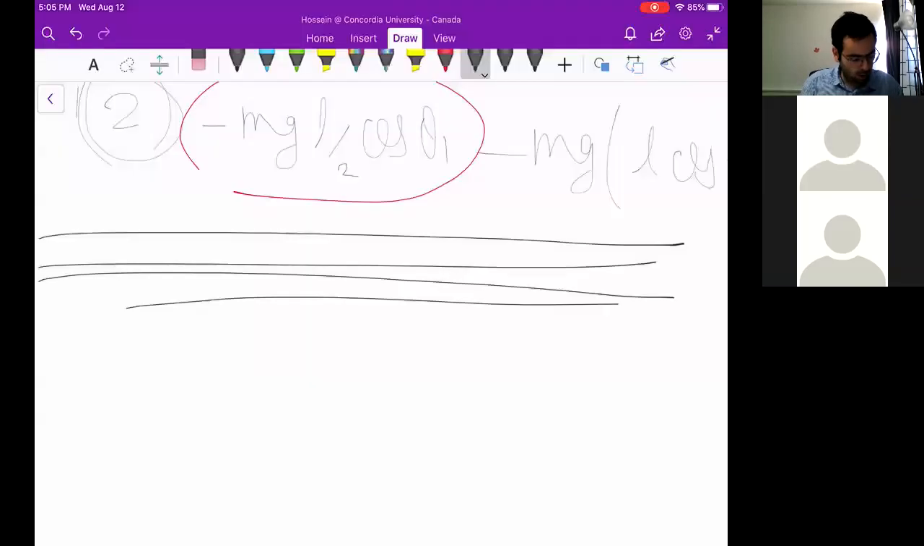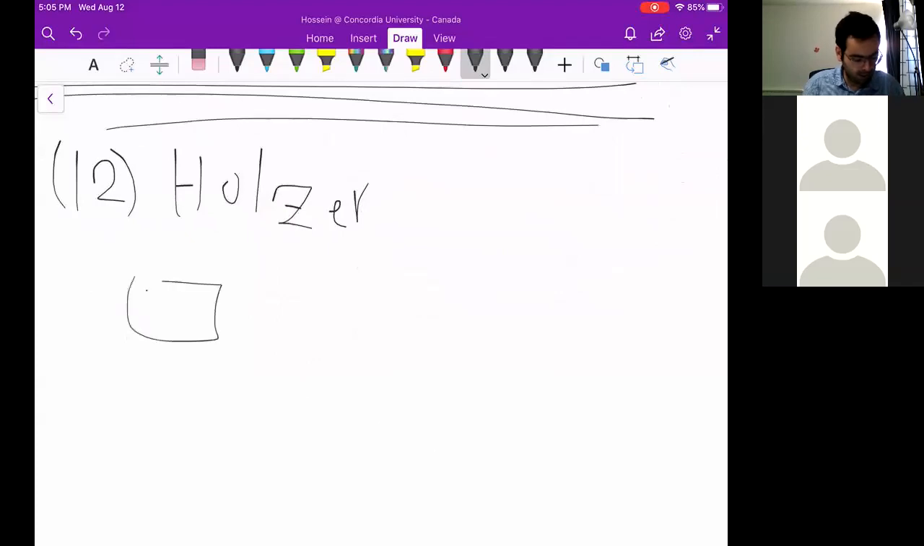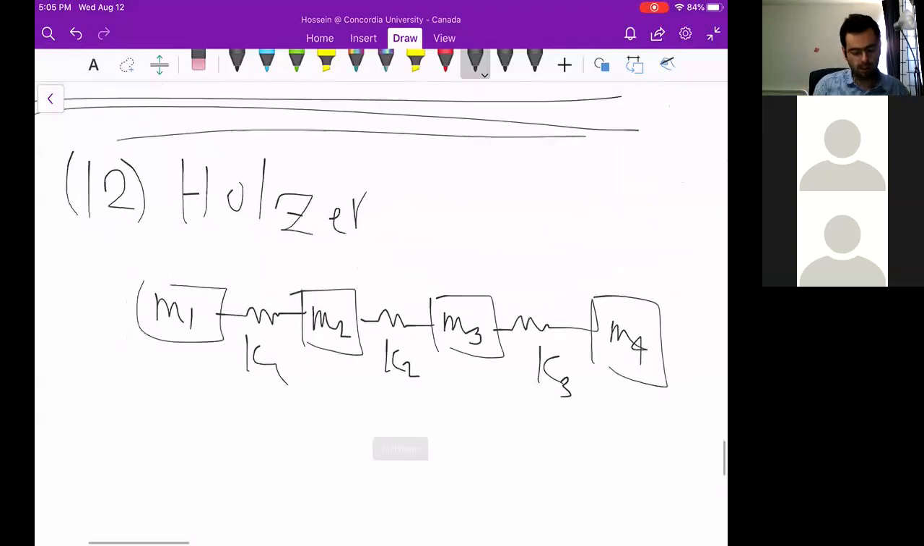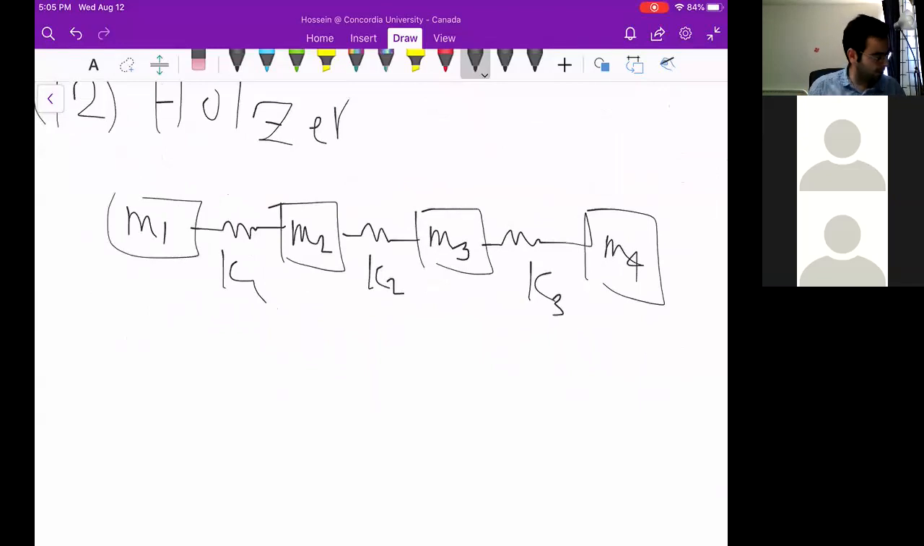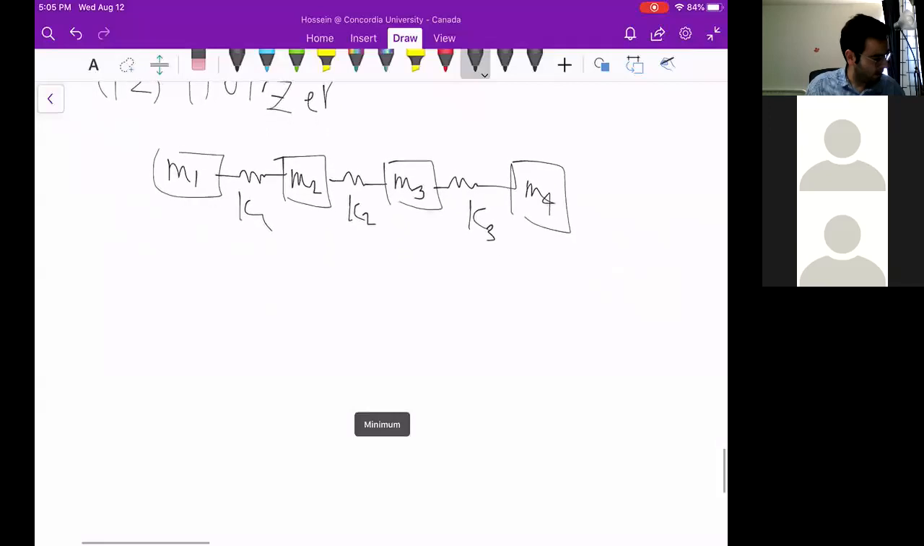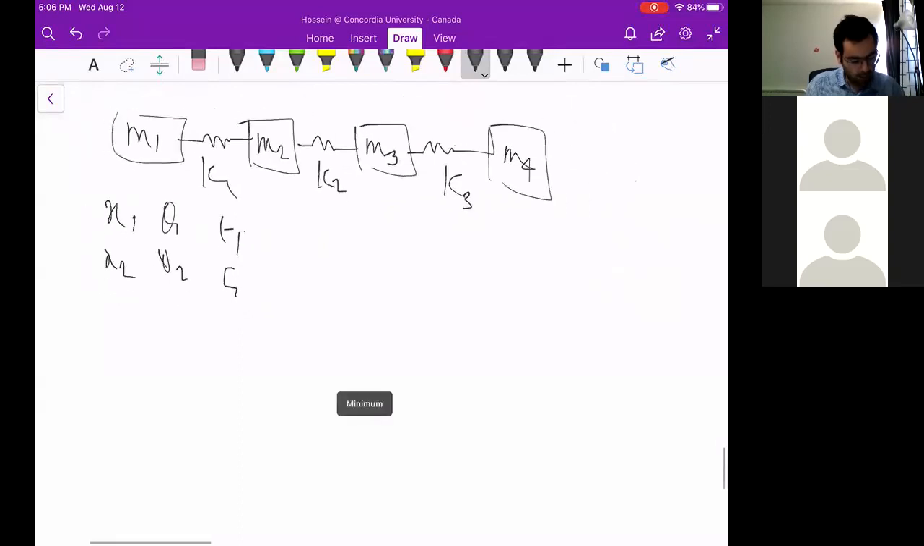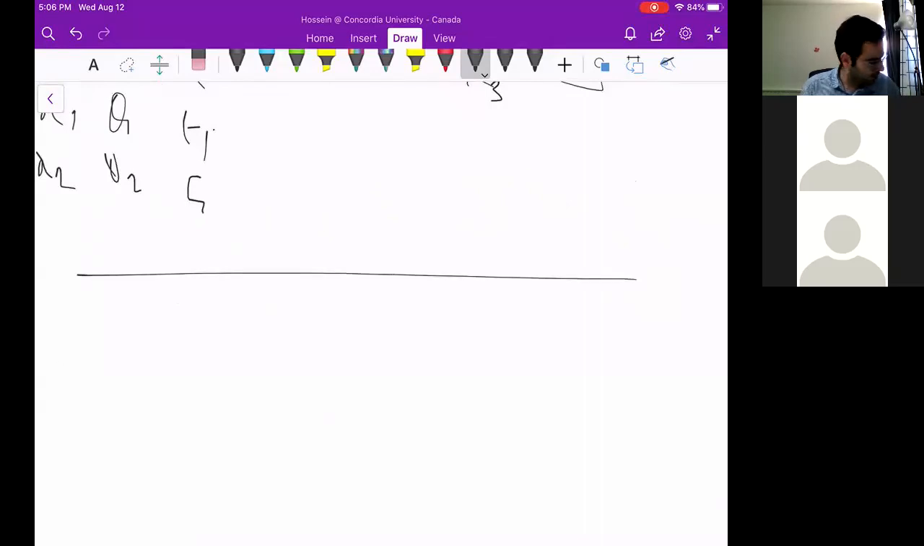So for chapter 12, the Holzer method, you said it is similar to rotational movement, for a linear system like this: M1, M2, M3, K1, K2. In the previous session, I did it for rotation. The approach is more or less the same. If you write the equation of motion for each mass and relate x1, theta 1, x2, theta 2, f1, f2, you will reach this table again. So the table is the same.